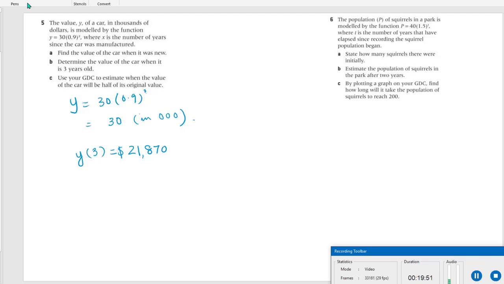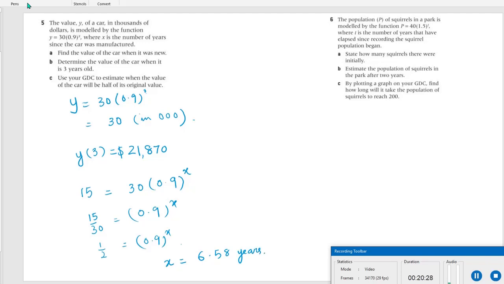Use your GDC to estimate when the value of the car will be half of its original value. Half of the original price would be 15. So put it equal there: 15 over 30 is equal to 0.9 to the power x, so 1 over 2 equals 0.9 to the power x. We can solve it through logarithm, or we can solve it through our GDC. The x value would be equal to 6.58 years. Okay, coming to question number 6.